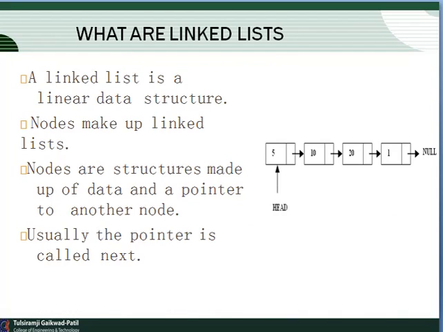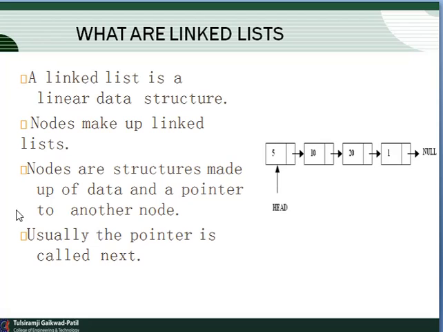What is a linked list? A linked list is a linear data structure. Nodes make up a linked list. Nodes are structures made up of data and a pointer to another node. Usually the pointer is called the next node.